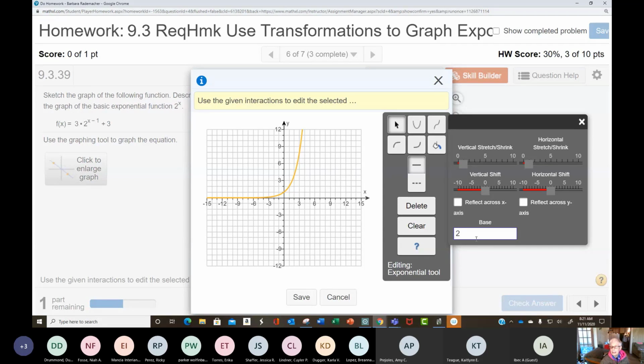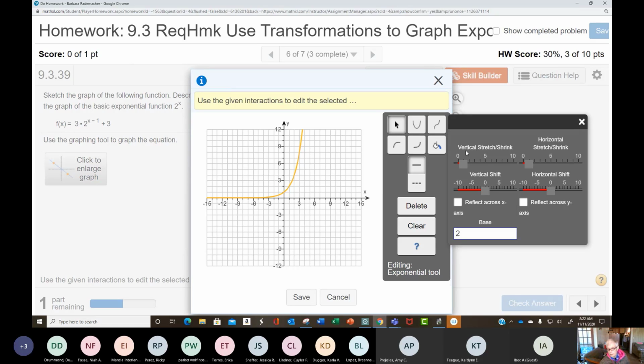What do you know? It says this time the base is 2. So right now this is the graph of the basic function y equals 2 to the x, not x to the 2, 2 to the x. Now I'm going to start filling in the information. The 3 multiplying 2 to the x -1, that 3 is a vertical stretch.